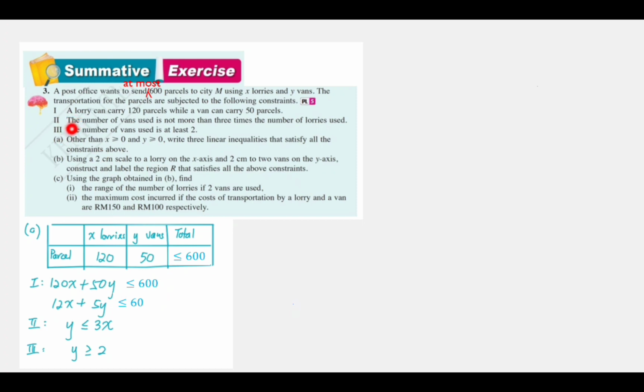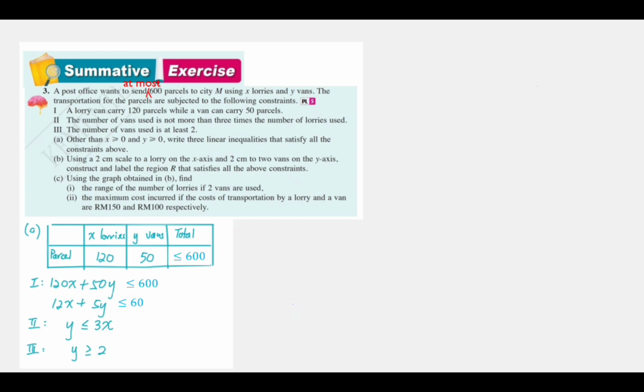Then the second constraint, the number of vans used, which is the y, is not more than, so less than and equals to 3 times the lorries used, 3x. So we can straight away translate the sentence to become y less than and equals to 3x. The third constraint, the number of vans used is at least 2. So the number of vans used, the y, must be greater than and equals to 2. So this is our third constraint.